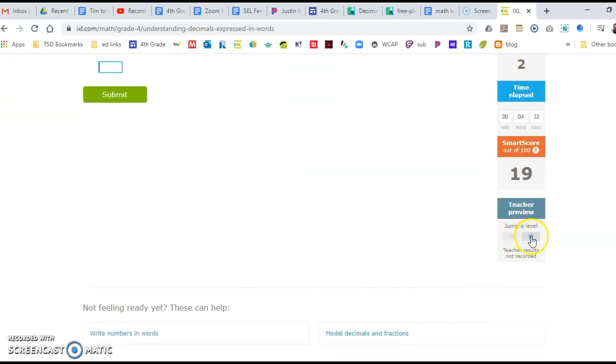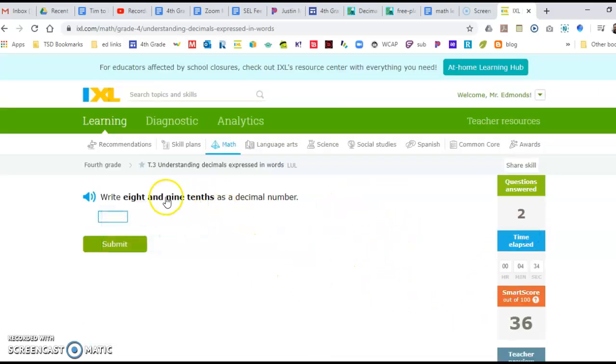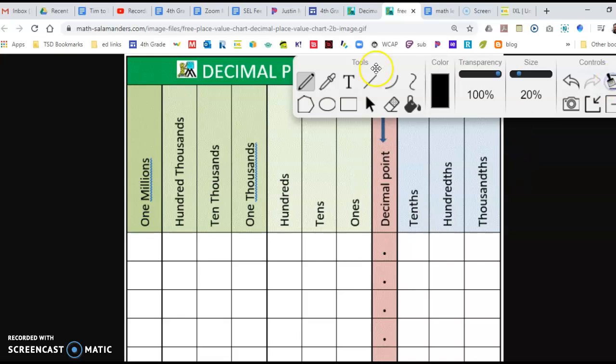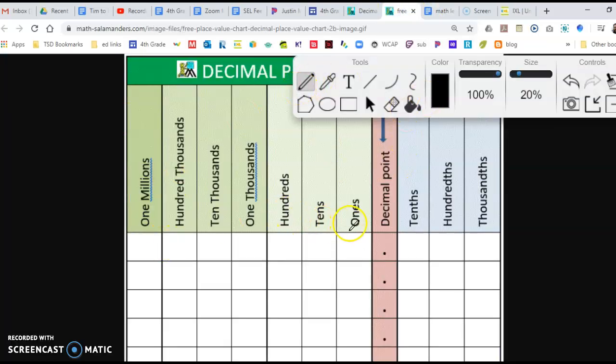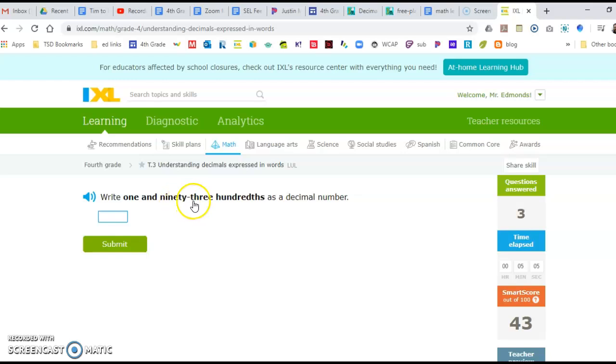Okay, let me skip ahead to the next level, a little higher level. I'm looking for one here that has hundredths. Hey, there we go. So we have 1 and 93 hundredths. So back to our place value chart for a moment. Let me clear it off. So we have 1 and. There's the 1 in the ones place right there. Here's the and.